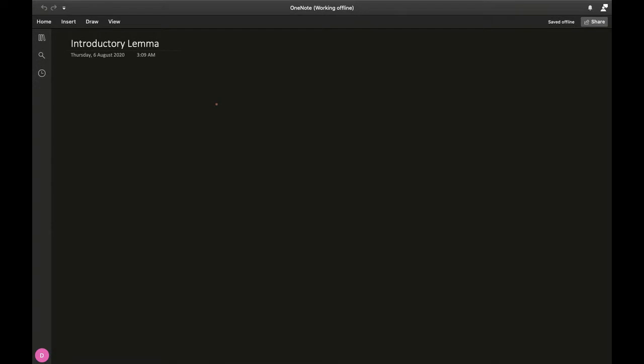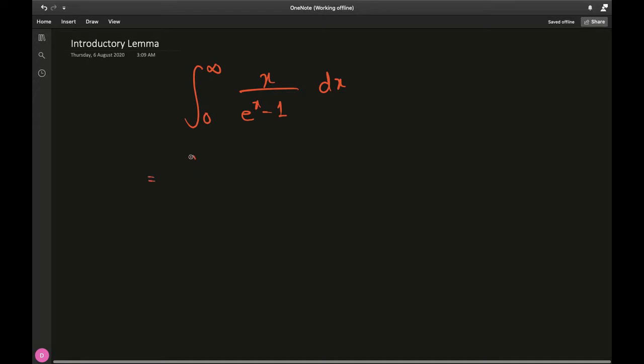Okay, so like always, I should write what the Basel problem is, but I'm not going to do that. I'm going to do a sort of sidetrack in this introductory lemma part. So consider the integral from 0 to infinity of x over e to the x minus 1 dx. How can we solve this? Well, without any arguments, I'm going to write e with a negative power. So I have x times e to the negative x divided by 1 minus e to the negative x dx. All I've done is write e to the x as 1 over e to the negative x.